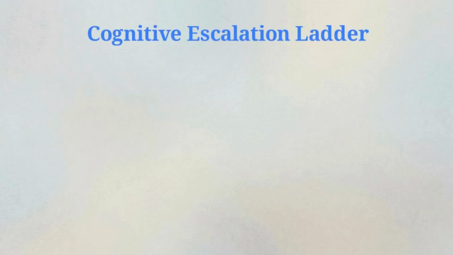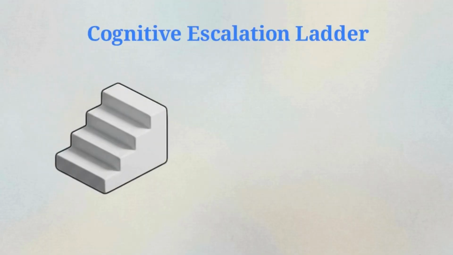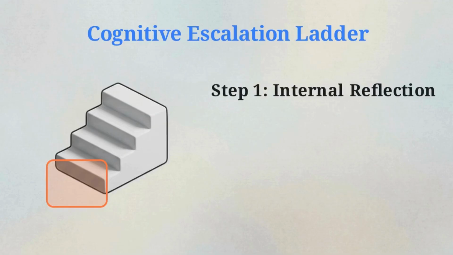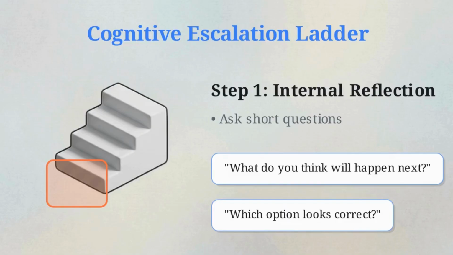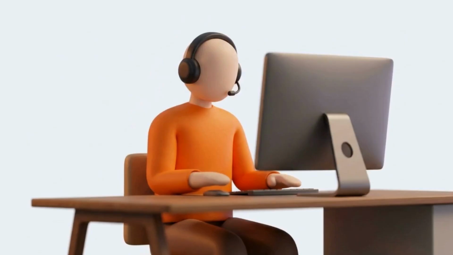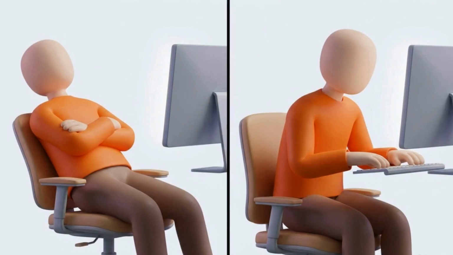We can visualize this as a cognitive escalation ladder. The first rung is internal reflection, triggered by asking short questions throughout the lesson. Questions like, "What do you think will happen next?" or "Which option looks correct?" These small prompts bring students back into the learning process. They stop watching the screen like a movie and start analyzing the content in real time.